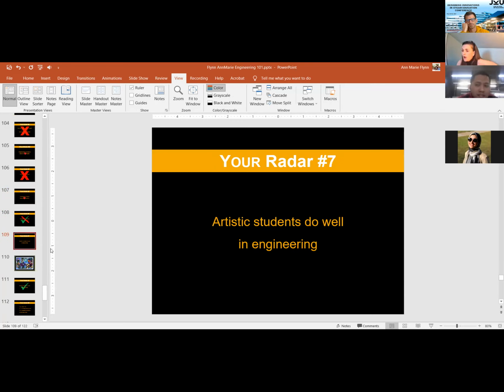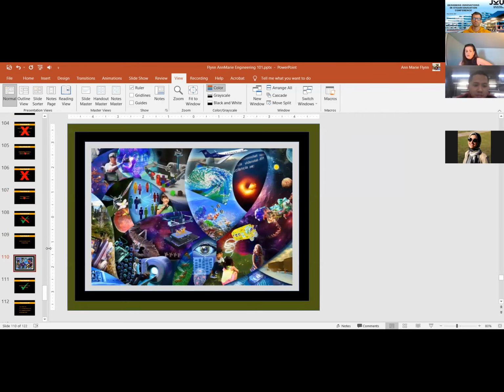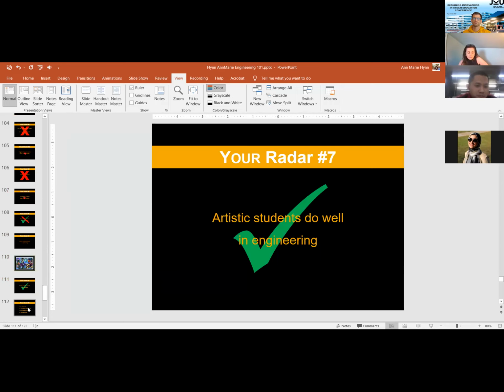Artistic students do well in engineering. Everybody thinks of the left brain, right brain thing. If anything, artistic students tend to do better in engineering than others. They think outside the box. Yes, artistic students do well.